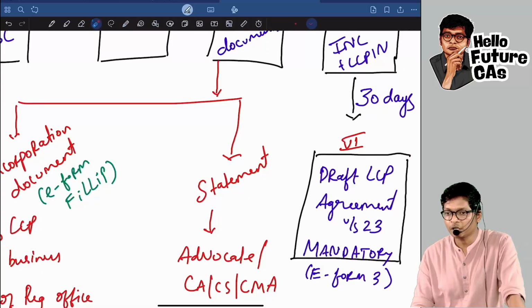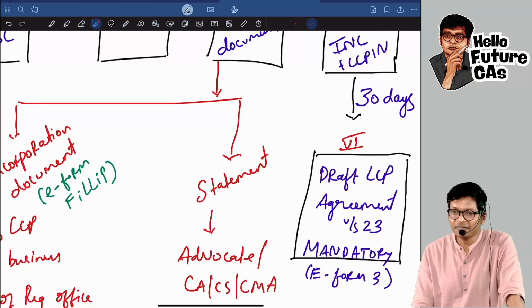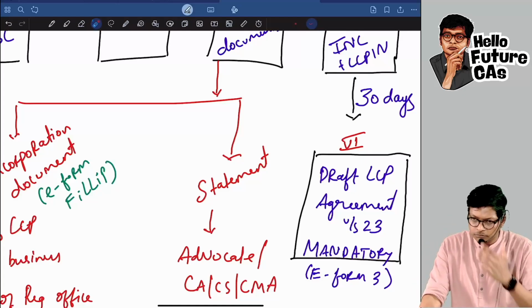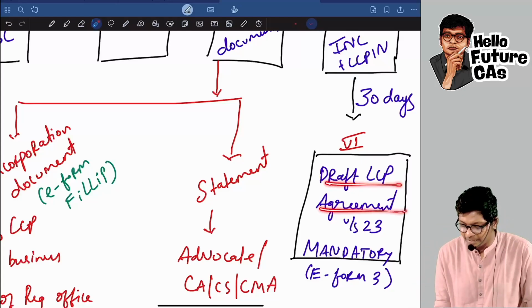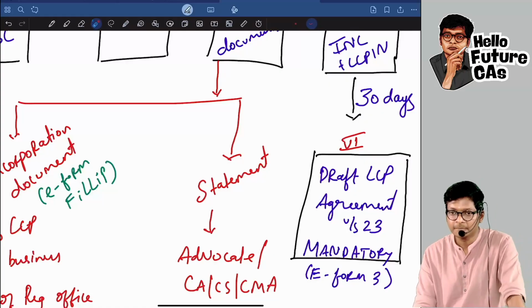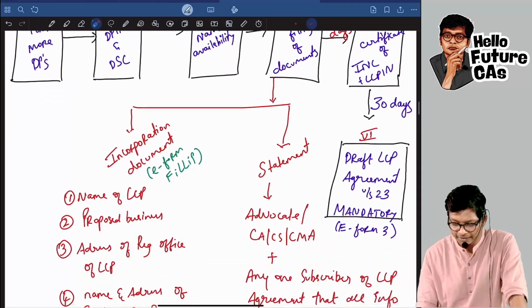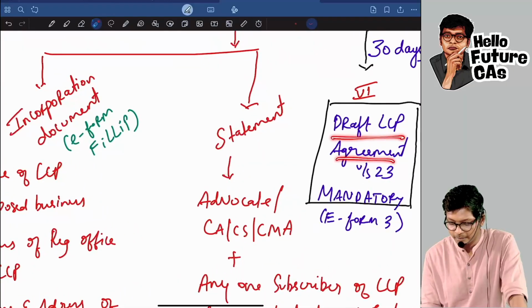Sir, why is the law drafted like this? Why can't I draft this before itself? Why? Draft LLP agreement. Why? Unlike a company where it's different. Why is it here? Drafting the LLP agreement is later.